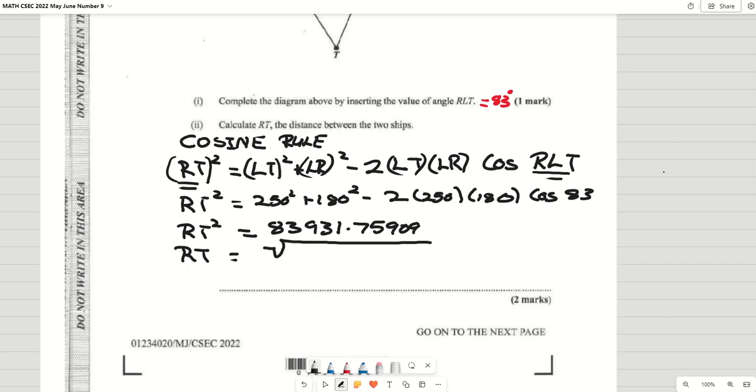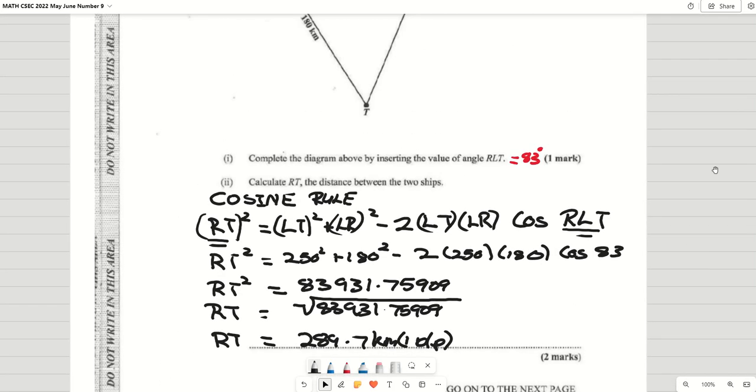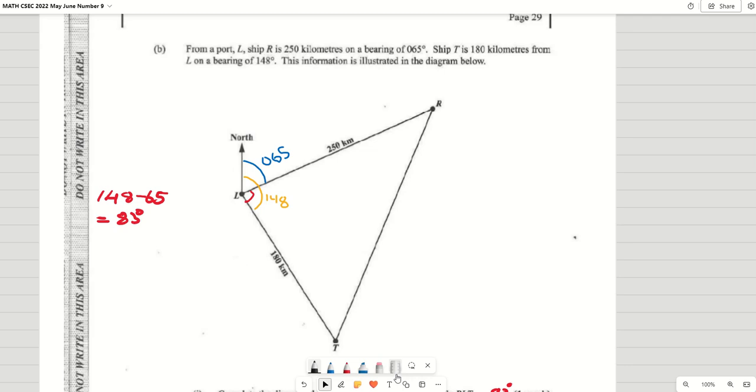So you find the square root of this entire thing, 83,931.75909. So RT is equal to 289.7 kilometers to 1 decimal place. This is where you'll approximate when you get your final answer. And that is how you'll do this question. That is the distance, okay? Now they said determine the bearing of T from R. So we're starting from R and going to T. So immediately when you know your starting point is R, in bearing, we always draw that north line.